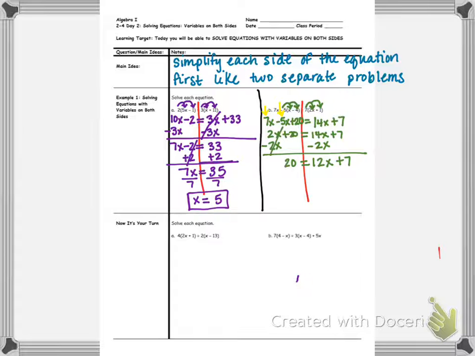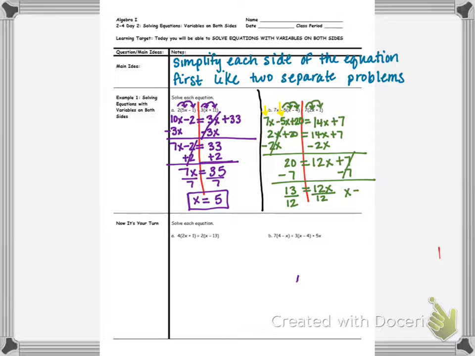Okay, so I'm going to do inverse operation and subtract 7 from both sides. 20 minus 7 is 13 equals 12x, and these 7s cancel each other out. Okay, so now I have 12 times x equals 13. So I'm going to do the opposite and divide by 12 on both sides of my equal sign.